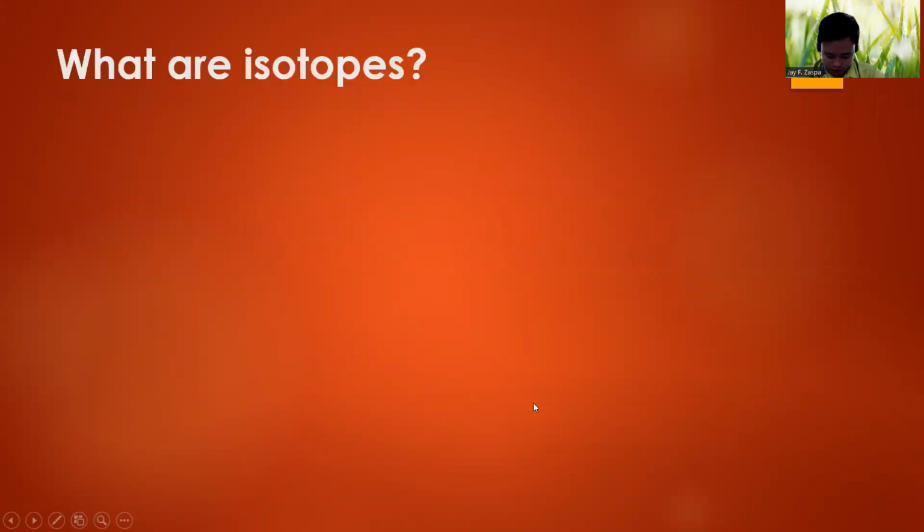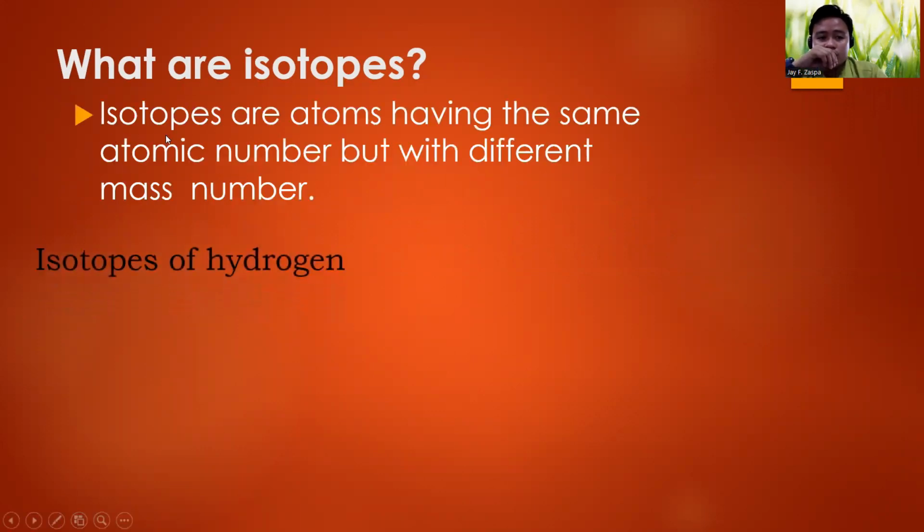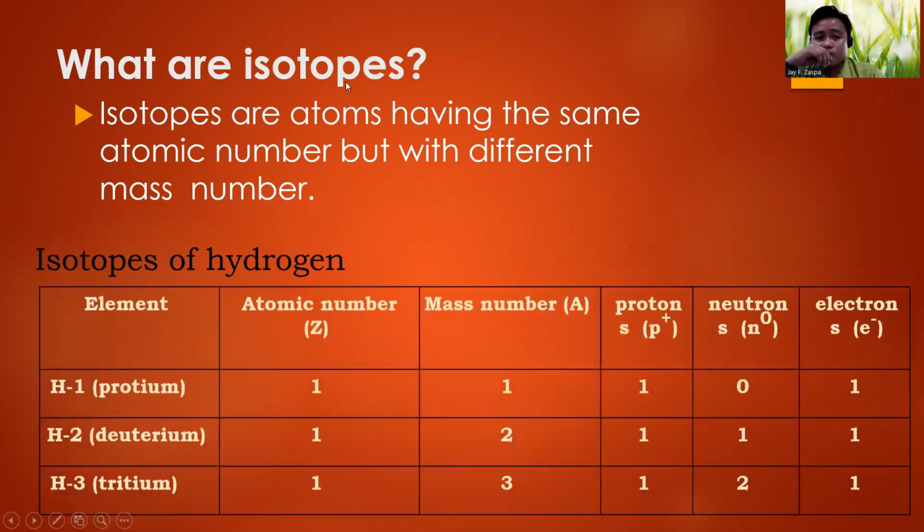So let's talk about what isotopes are. Isotopes are atoms having the same atomic number but with different mass numbers. That means they have the same atomic number. For example, fluorine. What is the atomic number of fluorine? It's 9. So the mass number is different from its usual number.